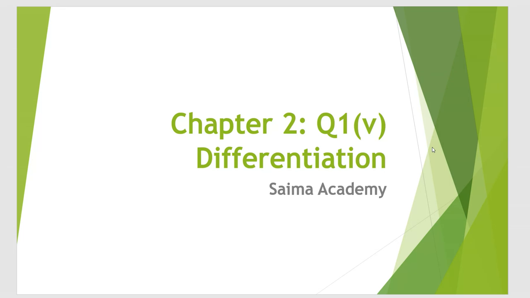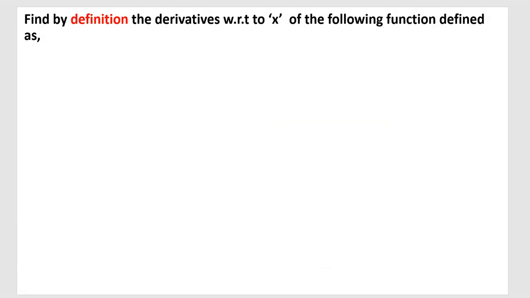In this lesson, we will solve the fifth part of question number 1. In the question, we have to find the derivative with respect to x. But keep in mind that we have to find the derivative by the definition method, and the function we have is f of x equal to 1 divided by x minus a. So it is by definition. It means we have to follow 4 steps.